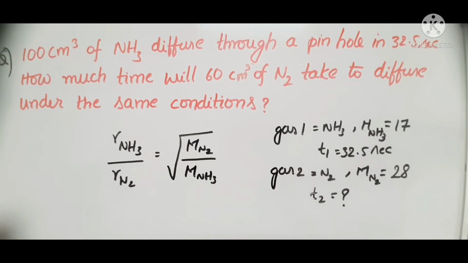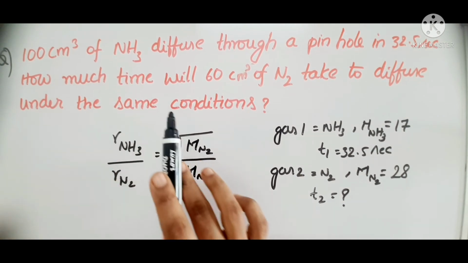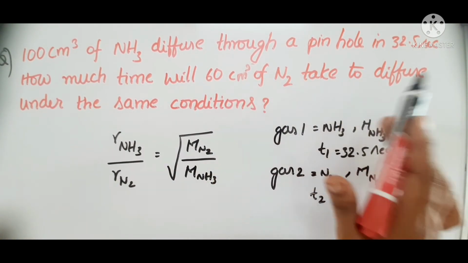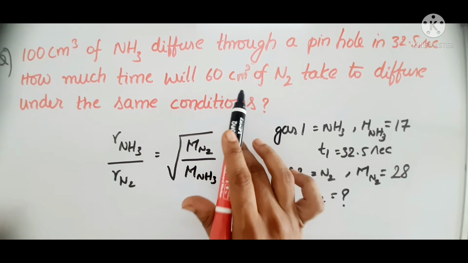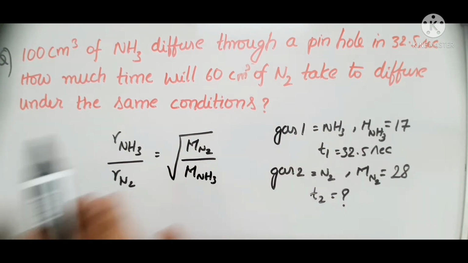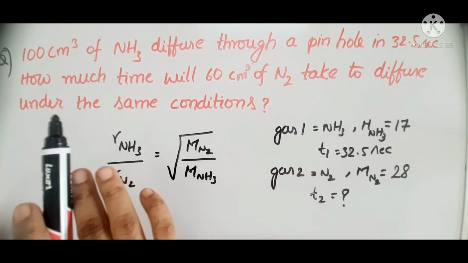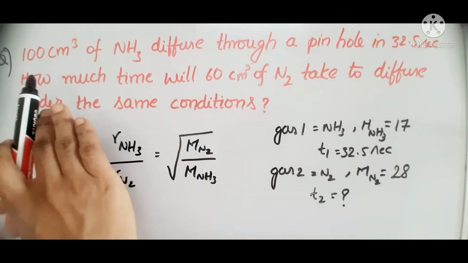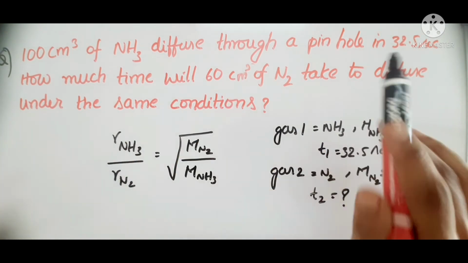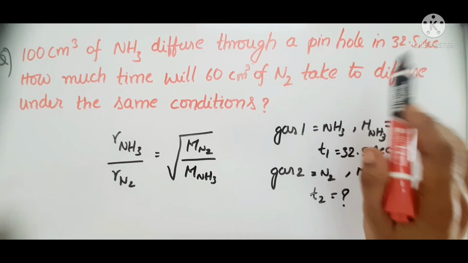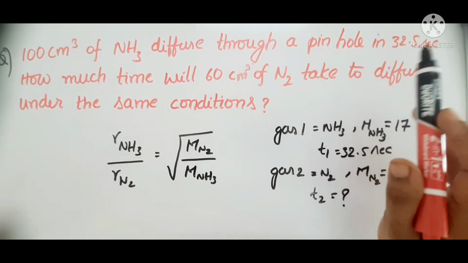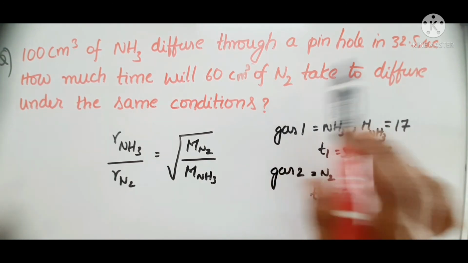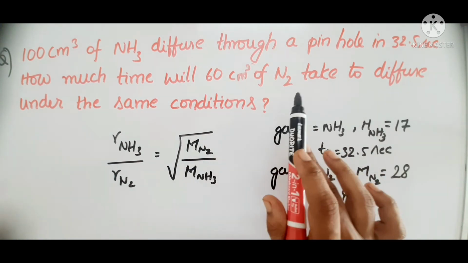Here is the first question: 100 centimeter cube of ammonia diffused through a pinhole in 32.5 seconds. How much time will 60 centimeter cube of N2 take to diffuse under the same conditions? That means in this question you have two different gases with two volumes. You have the diffusion time of one gas, and you have to calculate the diffusion time of another gas, N2.